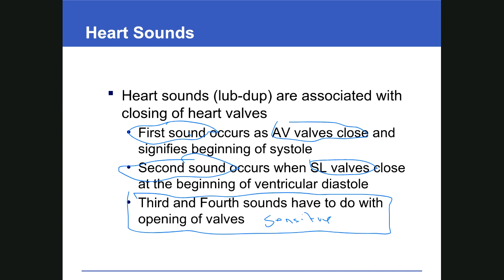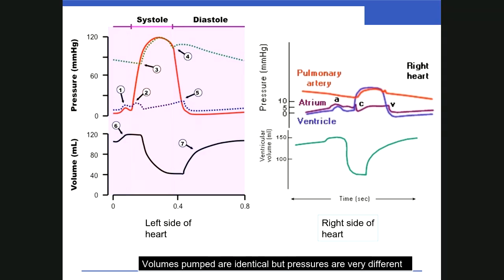And then finally, we also looked at the right side of the heart. So here's another Wiggers diagram. But this is for the right side. So it's for the right atrium, the right ventricle, and the pulmonary trunk or pulmonary artery. But the lines are exactly the same as what we talked about. So there's the atrial pressure right there, that one. There's ventricular pressure, and there is the pressure in the pulmonary artery.